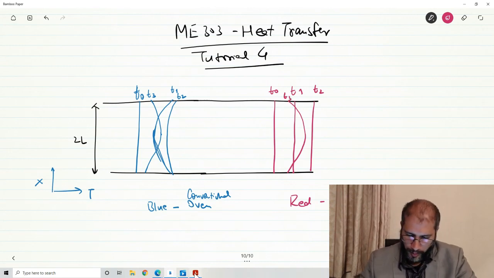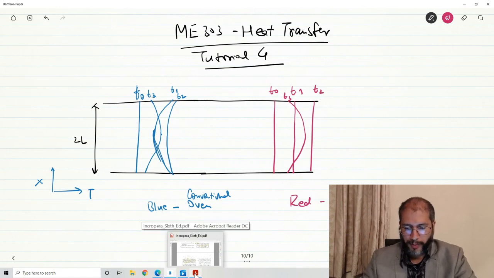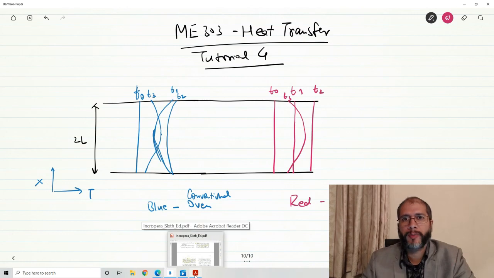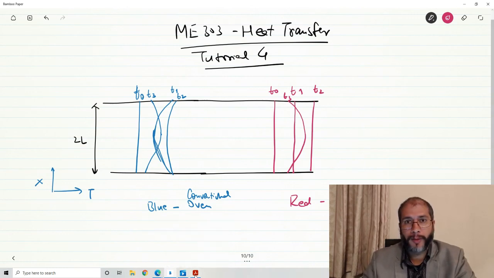So this is exactly what was asked, to plot the temperature profiles for this situation. One has to have some sort of a feel for the phenomena as well, in addition to being able to solve equations and numerically solve the problems. Okay, this is one of those cases.